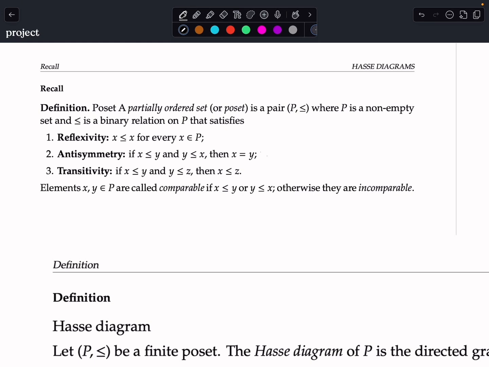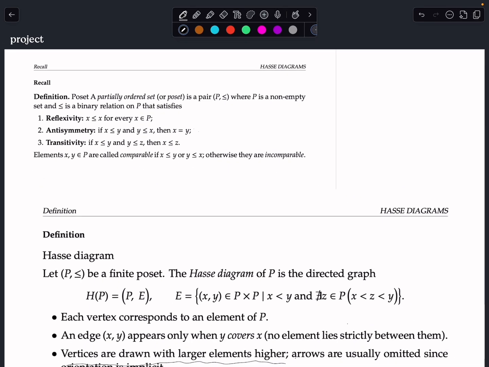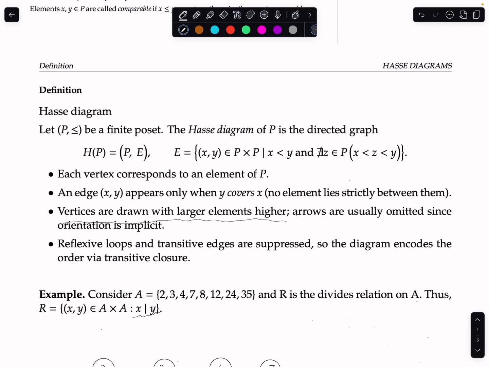A poset is reflexive, antisymmetric, and transitive. Those are the three highly important properties that will be used when we actually draw the Hasse diagram. Here I have written down the brief definition of the Hasse diagram. Generally, the Hasse diagram is just a technique we use to visualize the poset.